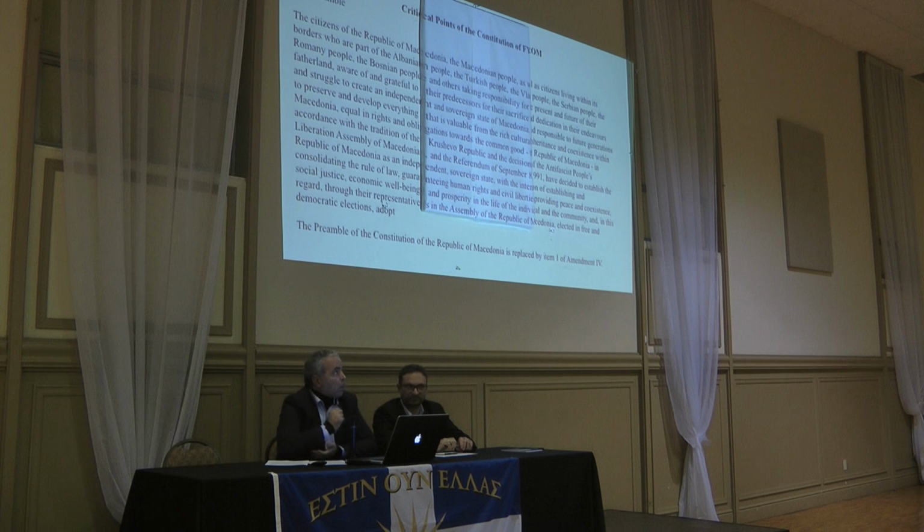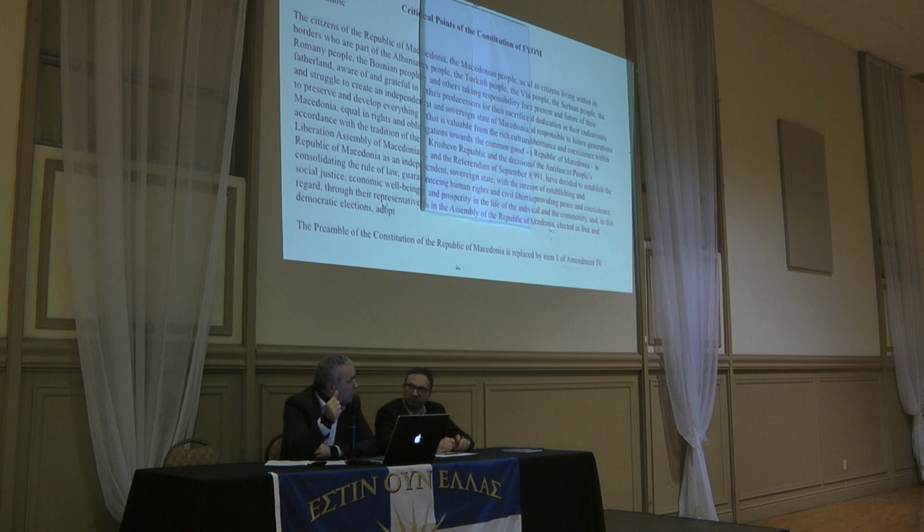Explain. Except for the word FYROM, all the others are really in the Constitution of the Republic of Macedonia. They explain to us who are the citizens of the Republic of Macedonia. They say Macedonian people, imagine, Skopje, but they also put Albanian, Turkish, Vlach, Serbian, Romanian, and Bosnian. You don't see the word Greek. There are no Greeks officially in the Constitution of FYROM.